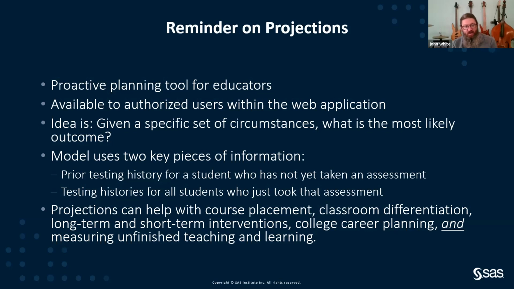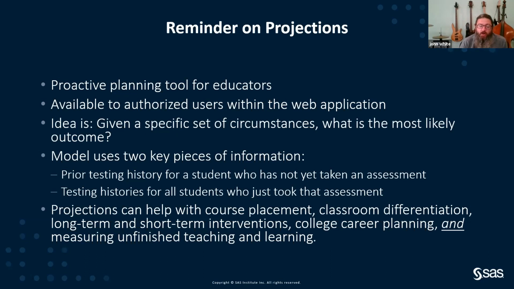So it bases that idea on the prior testing history for a student that's not taken an assessment yet. So in a normal example, if we were to project a 7th grade test score, we may use all of the students' testing history up through the 6th grade. Maybe the student just recently tested in the 6th grade, and so they haven't taken that 7th grade assessment yet. So in addition to the individual students' testing history, we're going to use the testing histories for all of the students who just took that 7th grade assessment in our example.